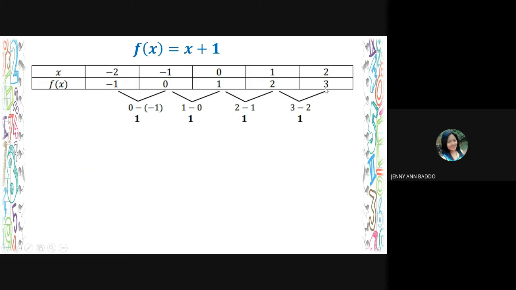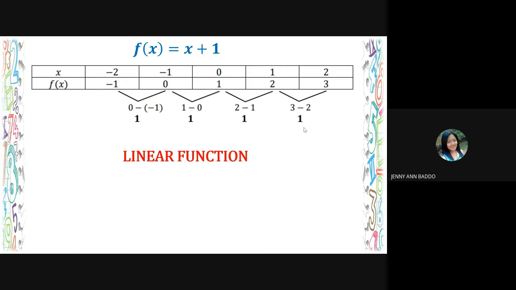We have here 3 minus 2, it's 1. 2 minus 1 is 1. 1 minus 0 is 1. And 0 minus -1 is 1. So, all differences on the range, or f of x, is 1. Note that from the given equation or function, we already know that this is a linear function.